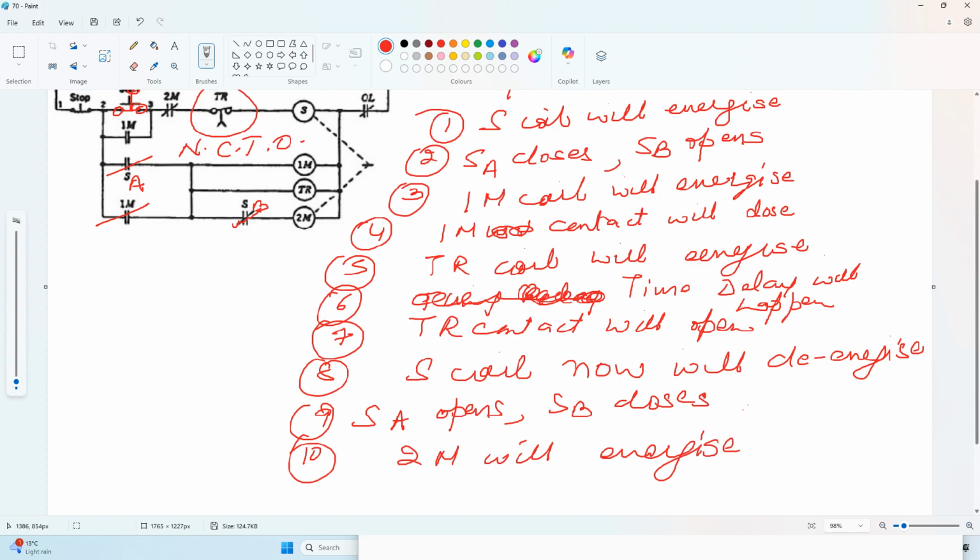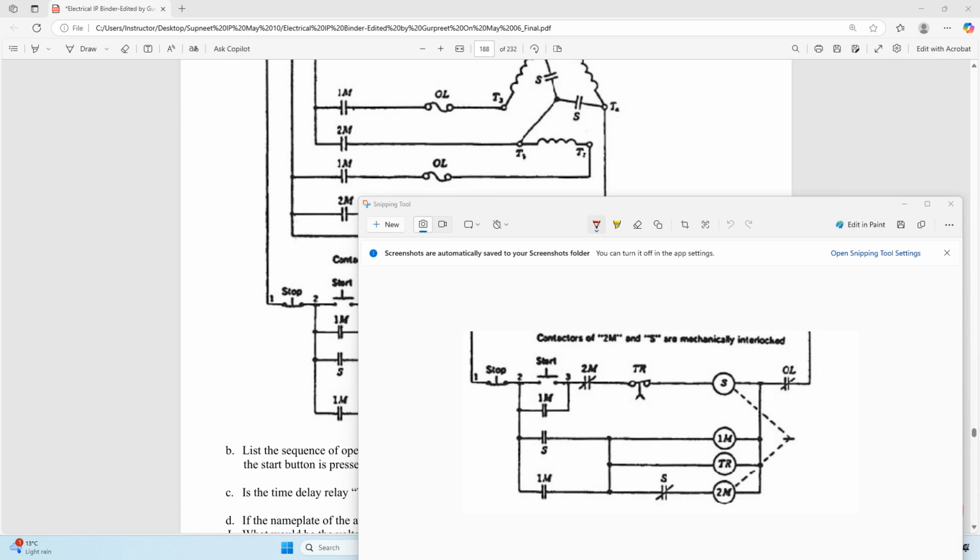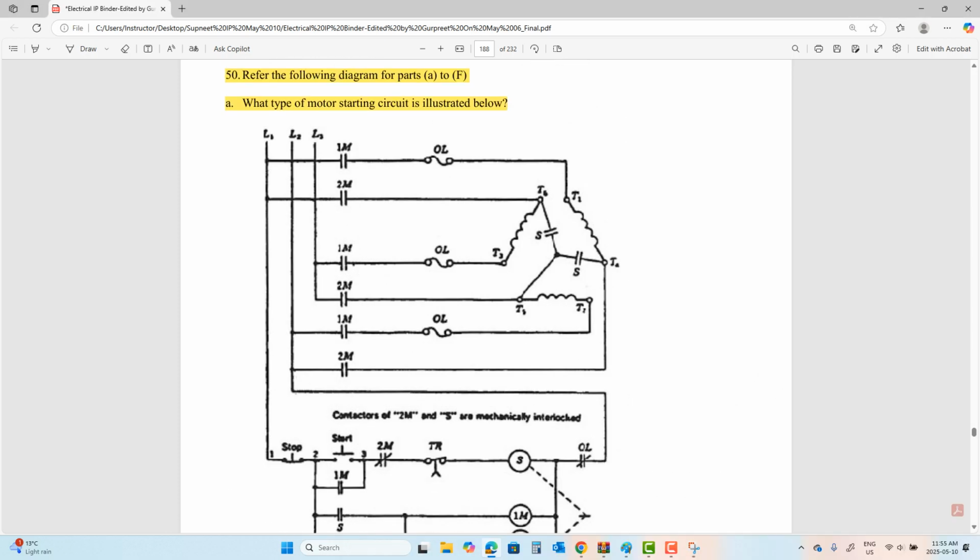So guys, what do you think is happening here? Between S and 2M, there is something called mechanical interlocking. Do you guys see that? Means when you are bringing the motor starter in, you cannot kick it out at the same time. So the S coil, if you look at the schematic, here, do you see you have 3 coils?